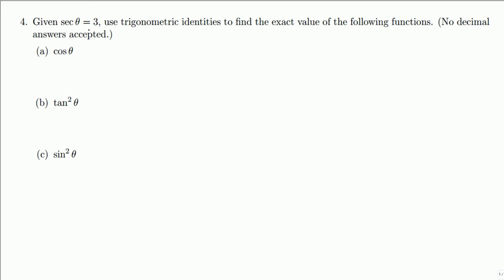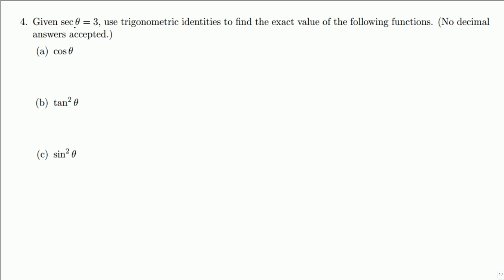Given secant theta equals 3, use trigonometric identities to find the exact value of the following functions. Cosine theta. Now secant theta is given. We need to find the value of cosine theta. So we need to find the relationship between cosine and secant.